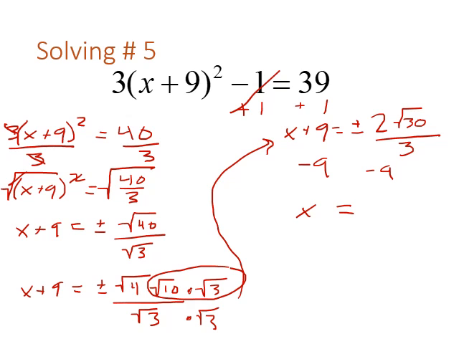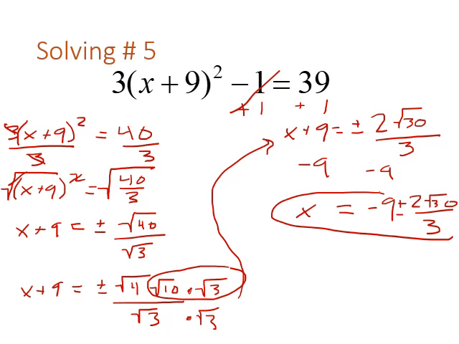Okay. I'm going to write the whole number first, negative 9 plus or minus 2 root 30 over 3. And that's my solution. I know it looks a little odd, but I avoid decimals, and that's an exact answer. Okay, that's my exact answer.